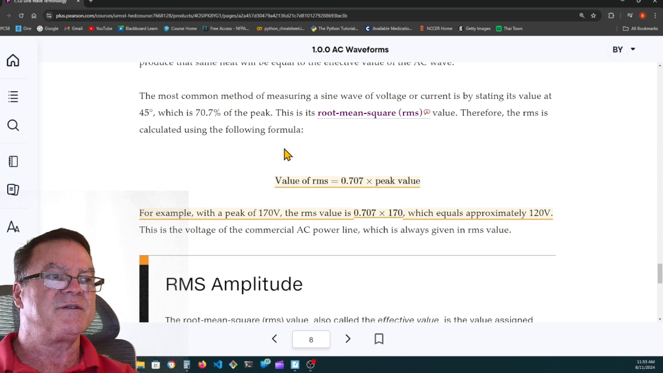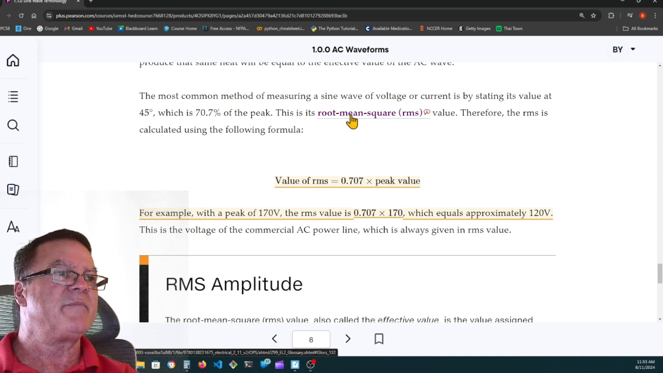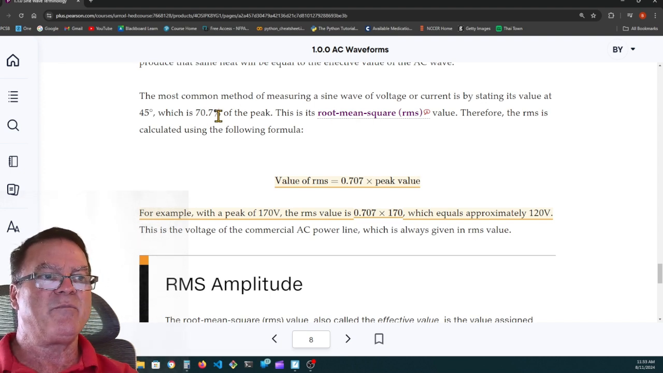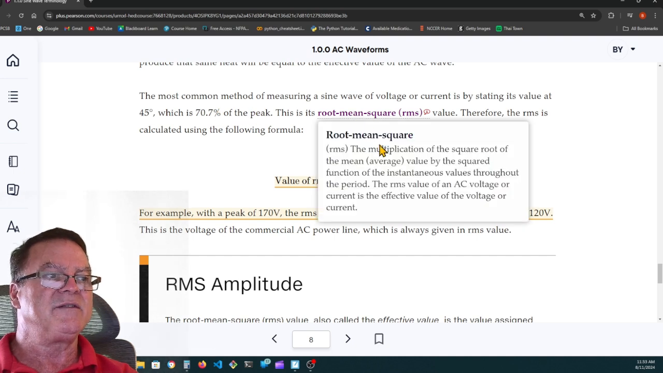So here it is. This is the root mean square. The most common method of measuring a sine wave of voltage or current is by stating its value at 45 degrees, which is 70.7% of peak. This is its root mean square, the square root of the mean average value of the squared function of the instantaneous values throughout the period. The root mean square value of an AC voltage or current is the effective value of the voltage or current.